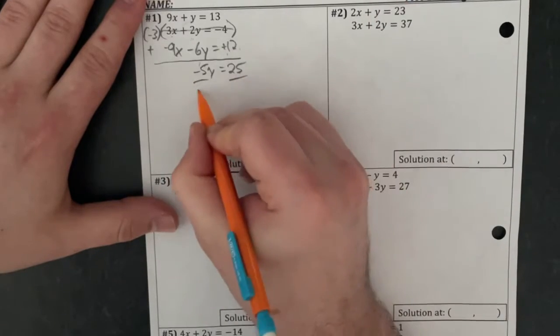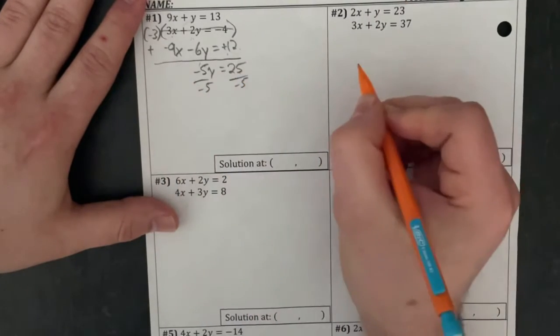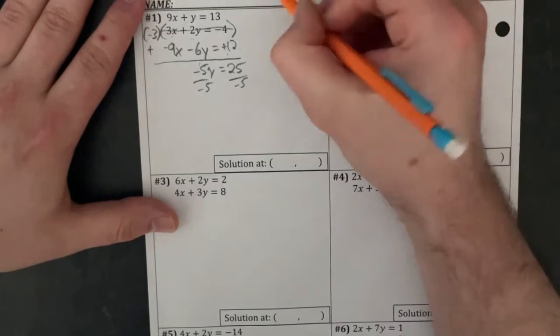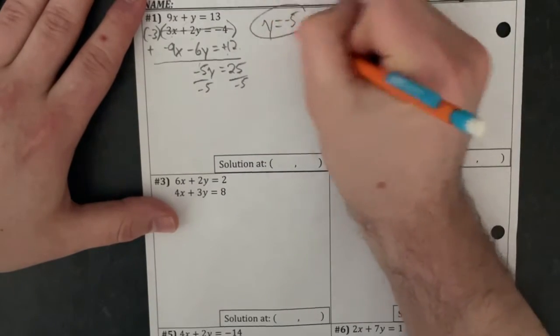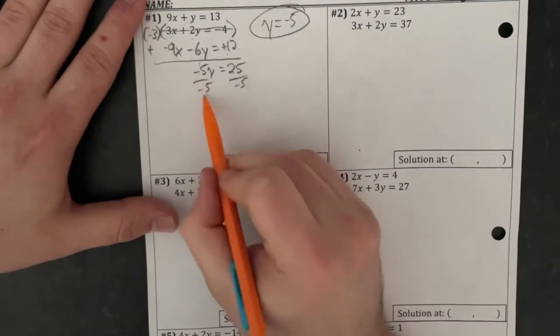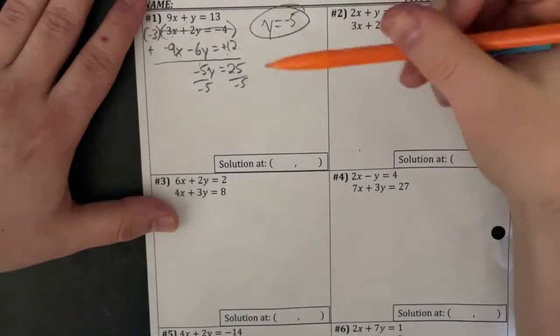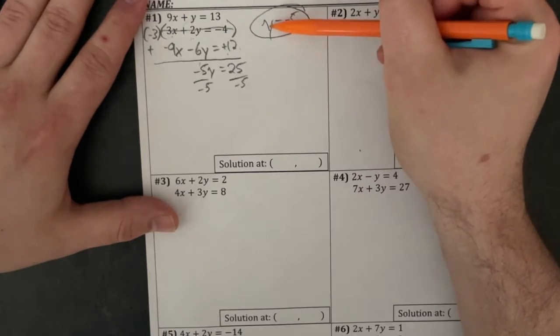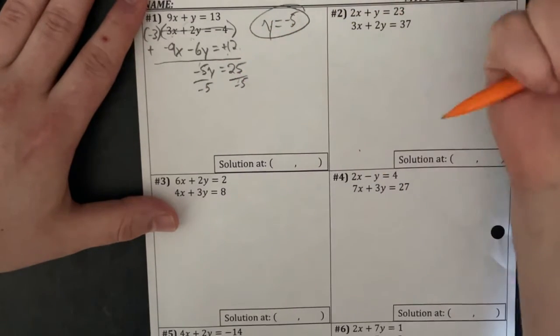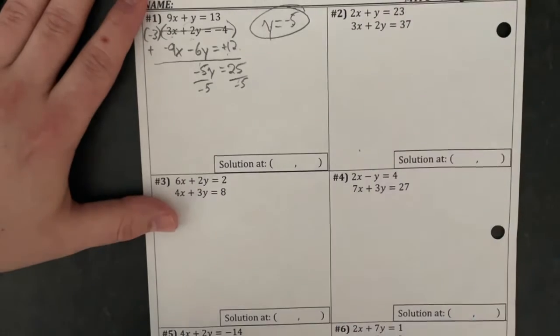Make sure you can divide both sides by that coefficient. So I divide both sides by that negative 5. That just leaves me with y equals negative 5 as well. So again, always use those multiplication and division rules for those integers. Same sign, positive. That's why we have positive 1y. Different sign, negative. So that's why we have positive 1y equals negative 5.